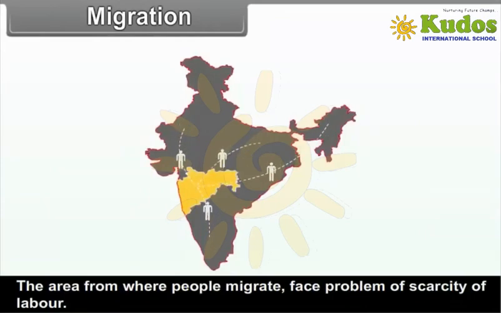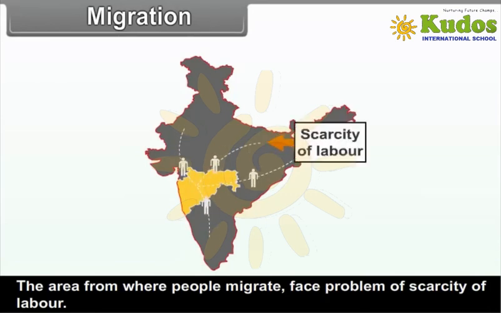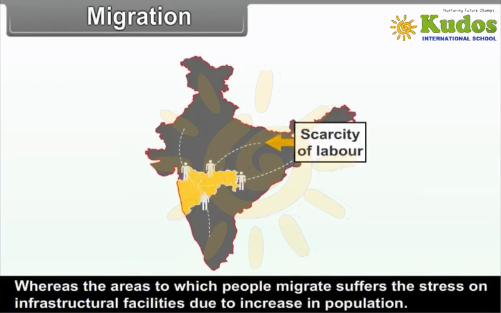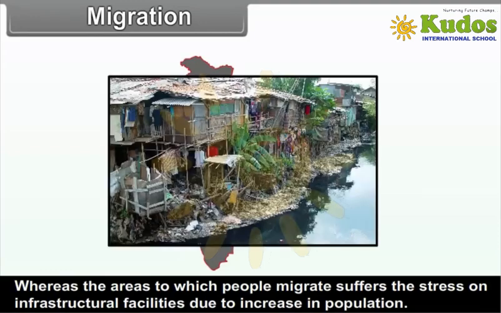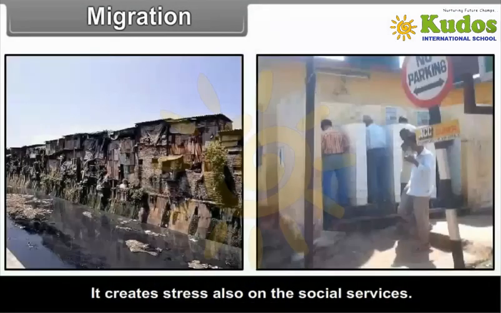The area from where people migrate faces the problem of scarcity of labor, whereas the areas to which people migrate suffer stress on infrastructural facilities due to increase in population. It creates stress also on the social services.